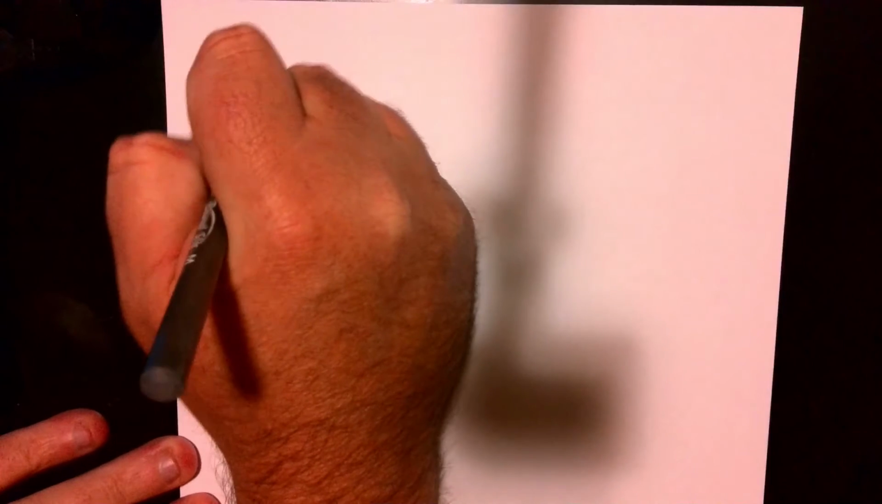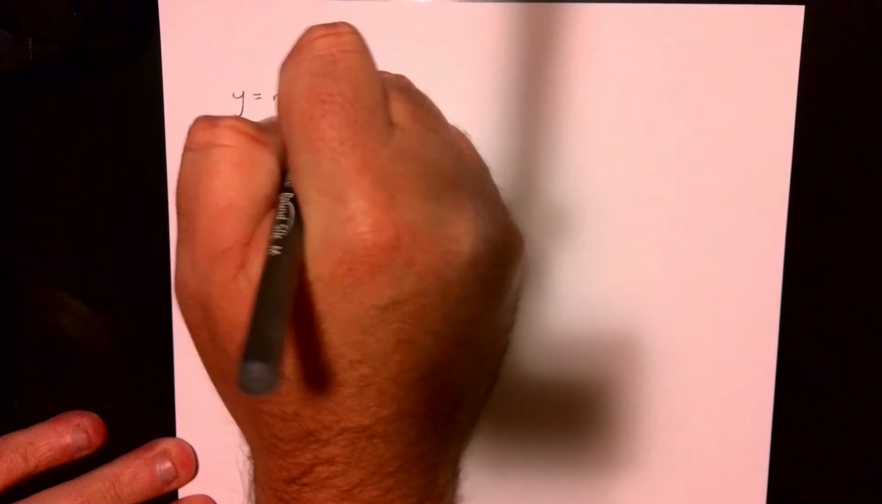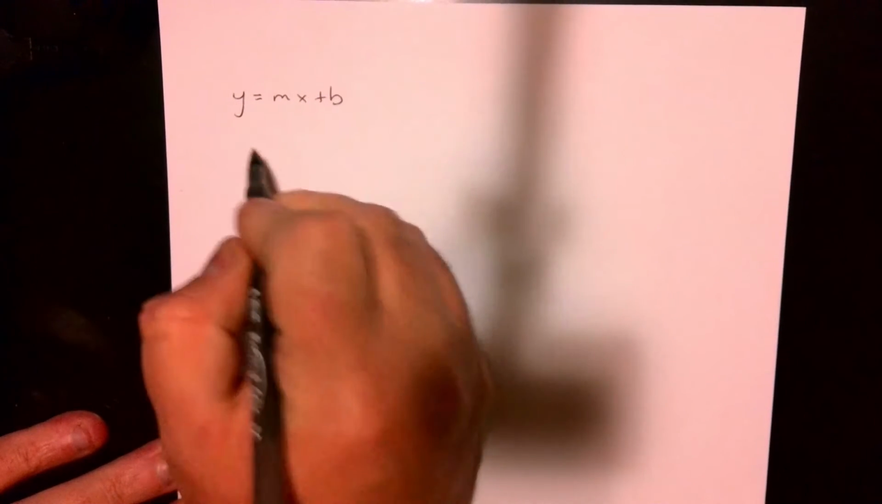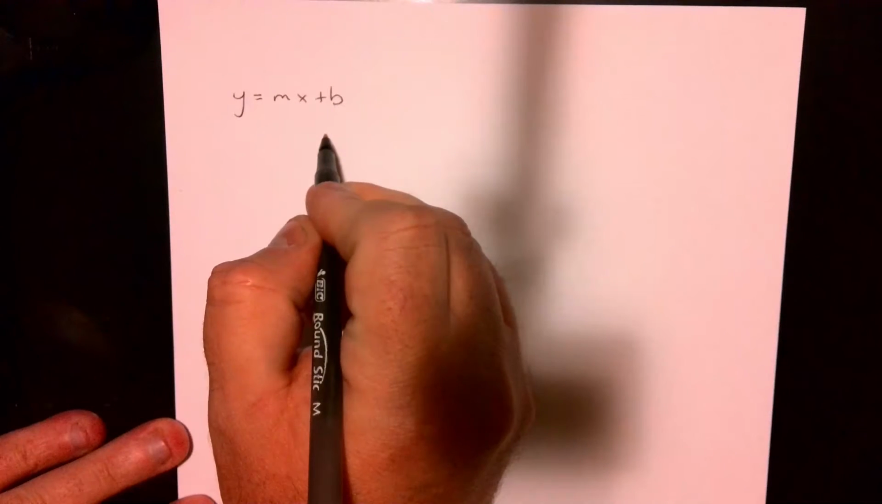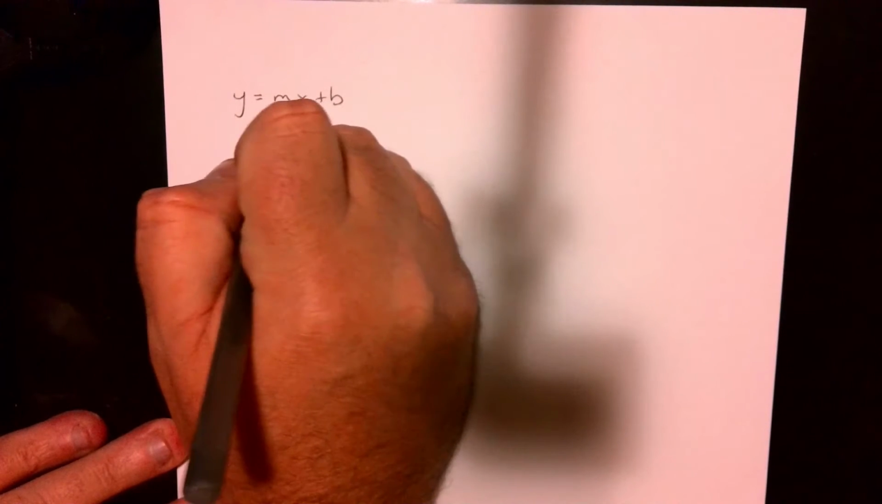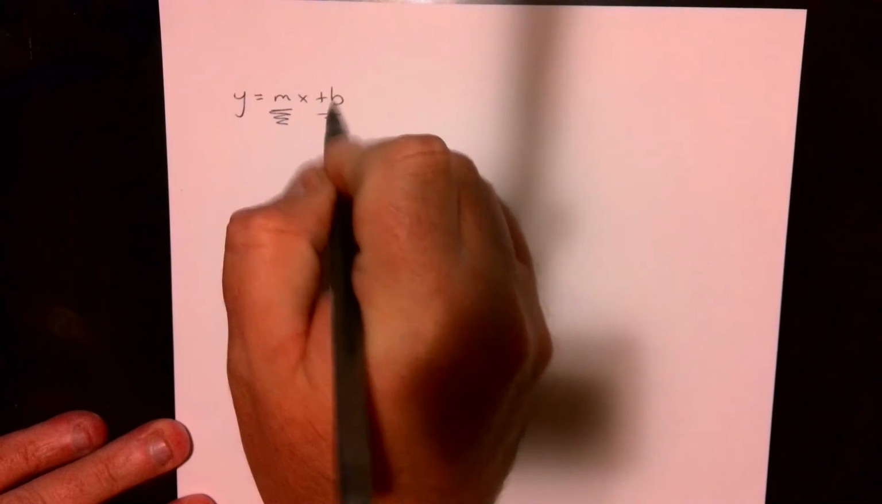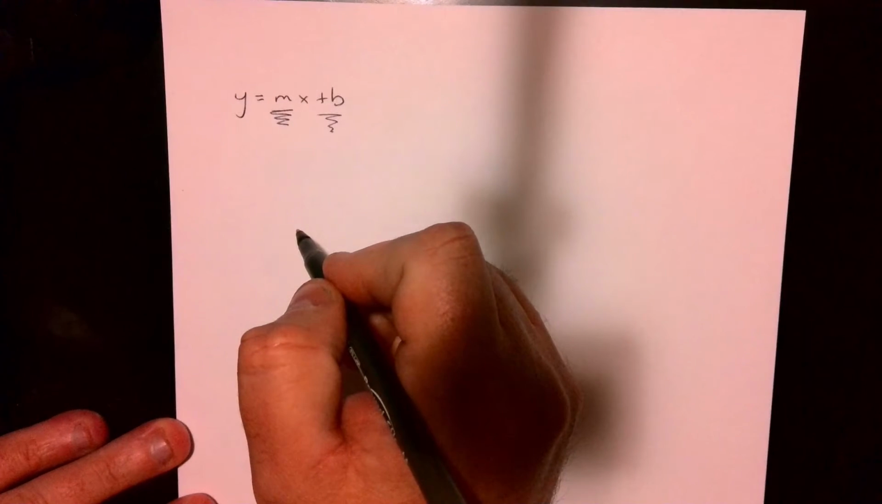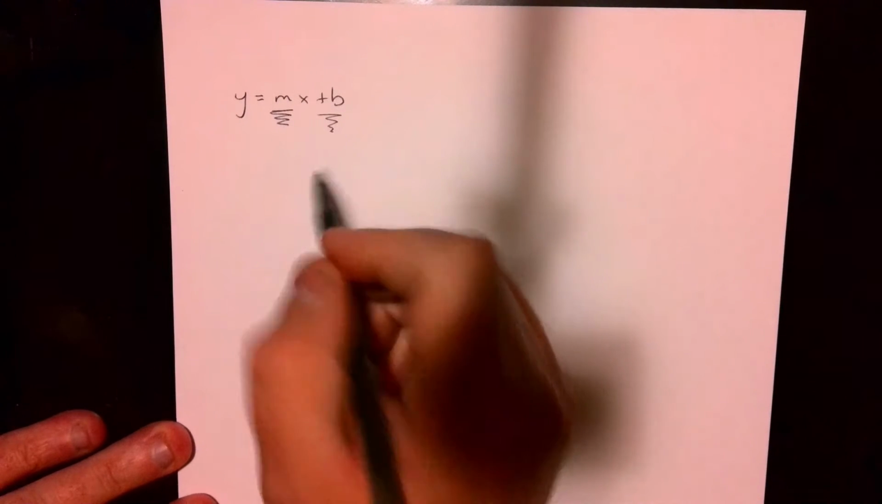In previous lessons, we've been talking about the concept of slope, and we've been talking about slope-intercept form, which is y equals mx plus b. And we know in this form that m is our movement, it's our slope, and b is our beginning point. It's our initial value, it's where we start.